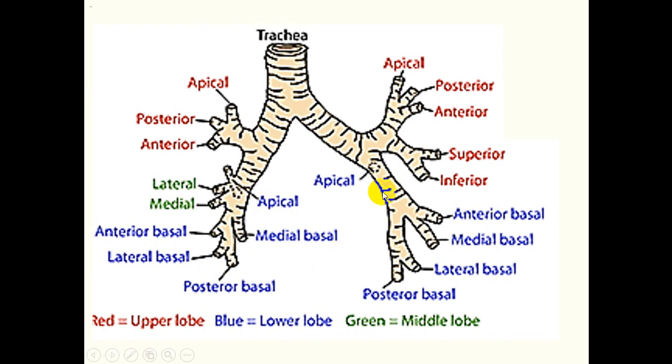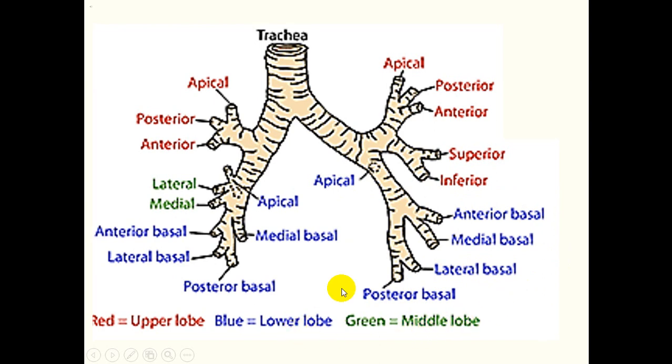On the left side, the superior lobar bronchus is going to divide into 5 tertiary bronchi for 3 segments of the superior lobe and the 2 segments of the lingular lobe. Here you can see apical, posterior, anterior of the superior lobe and the superior and inferior segments present in the lingular part. The inferior lobar bronchus is going to divide into 5 tertiary bronchi for the apical, anterior basal, posterior basal, medial and lateral basal segments of the lower lobe of the left lung.